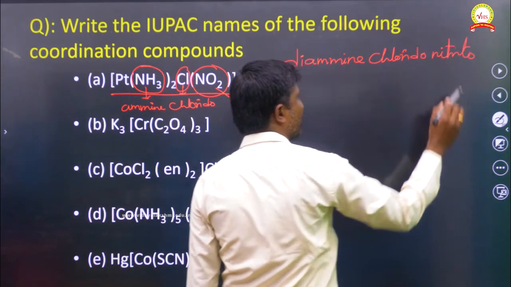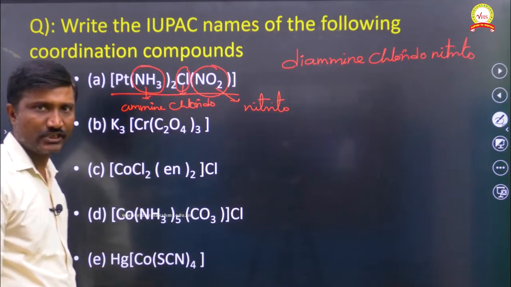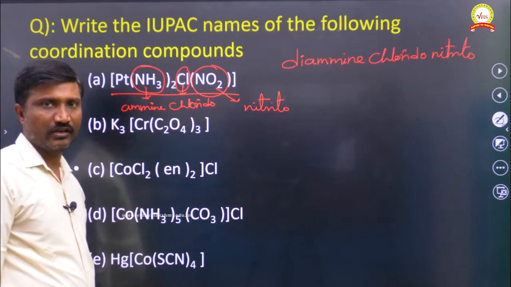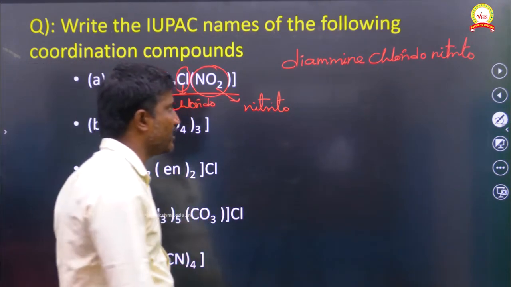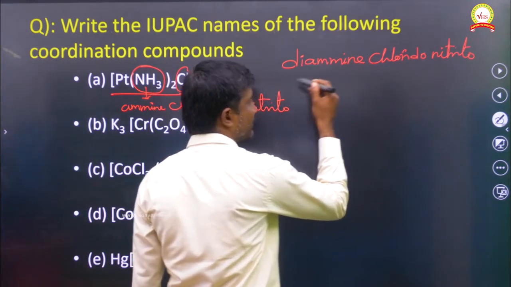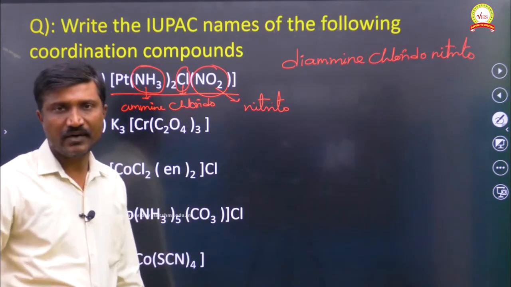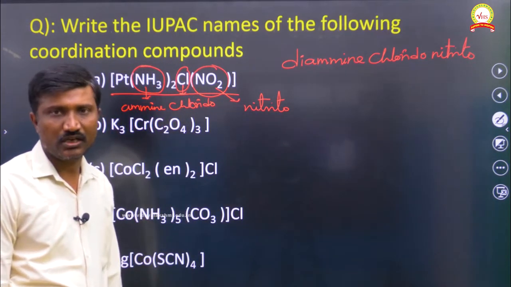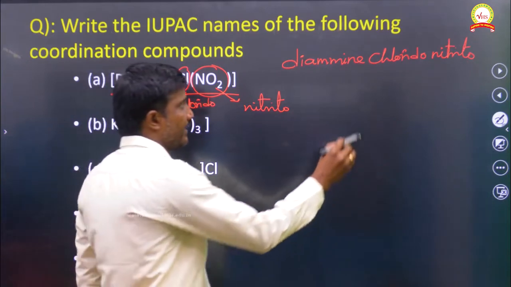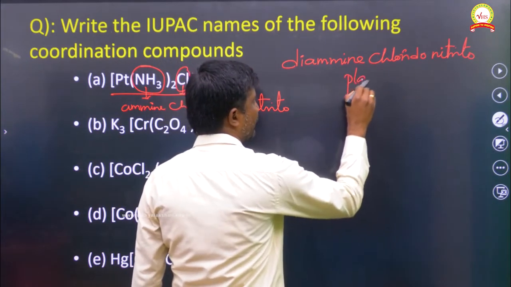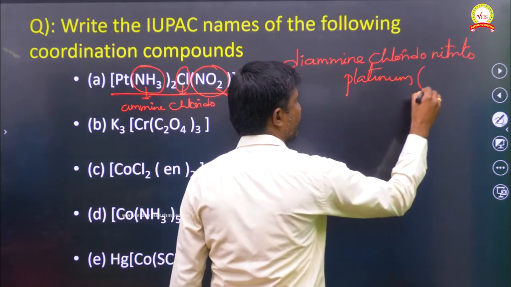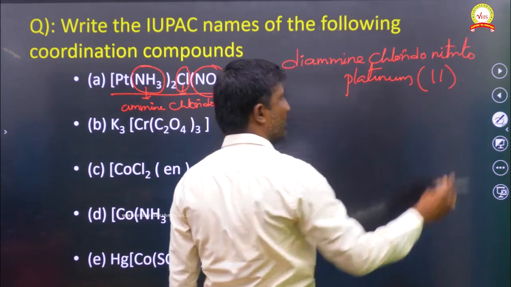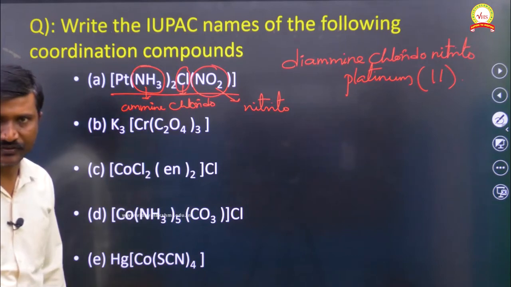Okay, alphabetical order of ligands: nitrito. So the ligands are over. Now we have to write down the central metal atom name. So what is the central metal atom here? Platinum. But is it a neutral, negative, or positive sphere? Neutral. So as usual, we write the name: platinum, and the oxidation state of this one is 2. How do we calculate that? We will see in another video.